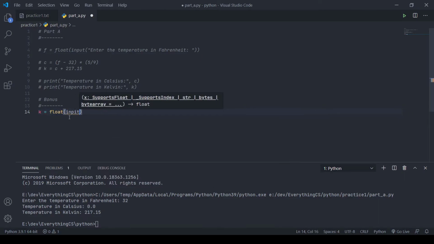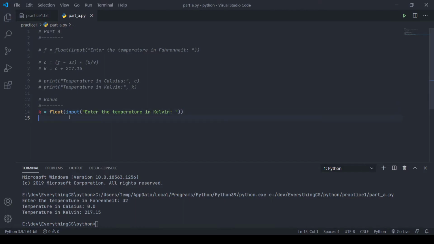Take an input from the user and we'll say enter the temperature in Kelvin. So there's the input. We have our Kelvin, so that's that. And then calculate Celsius, we just basically want to do the complete opposite that we do to calculate Kelvin. So we want to take our Kelvin and subtract 217.15. So that's relatively easy.